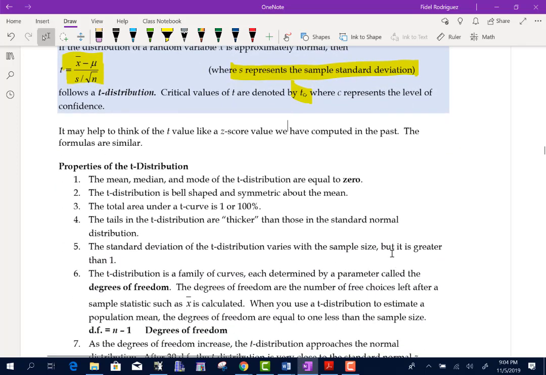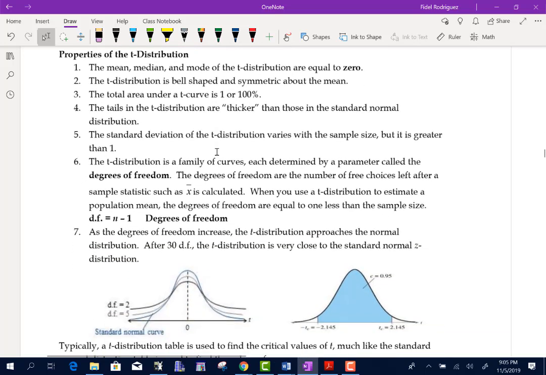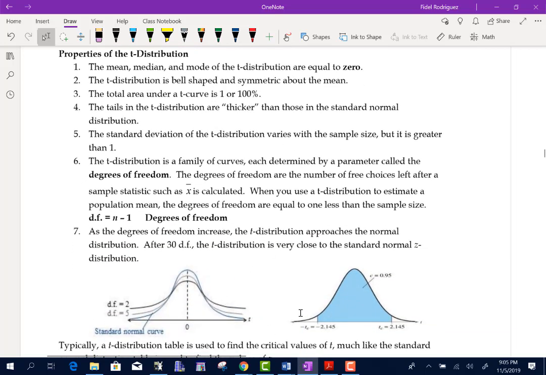So let's see. Properties of the t distribution. The mean, median, and mode are going to be equal to 0. The t distribution is bell-shaped and symmetric about the mean, okay? So same thing like the way the z table is, or the normal curve. The total area is still 1 or 100%, okay? Now the tails on the t distribution are thicker than those in the normal. So like here's the z table, look at the t table. It's a little bit thicker, so it's a little bit higher up here, right?